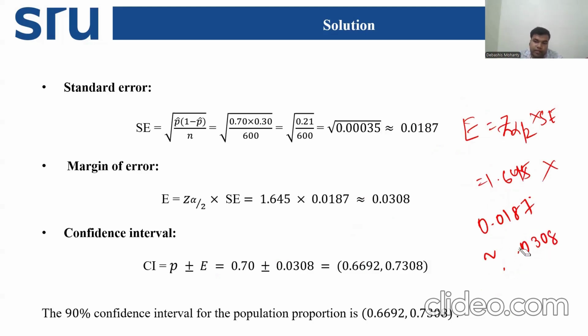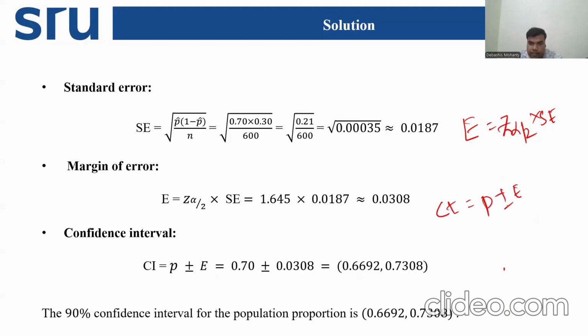So after finding the margin of error, we can calculate the confidence interval. So what is the confidence interval? That is equal to P plus or minus E. That is 0.70 plus or minus 0.0308. The values we are getting are 0.6692 and, second one, 0.7308. So this is the confidence interval for the population proportion we are getting here.